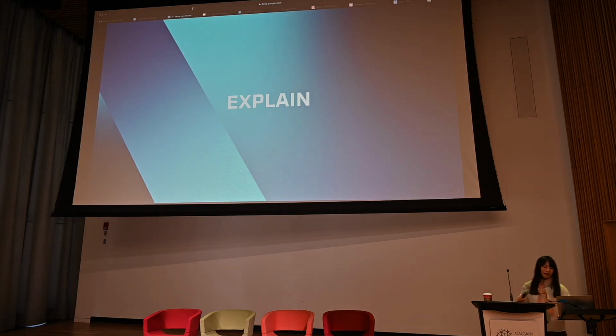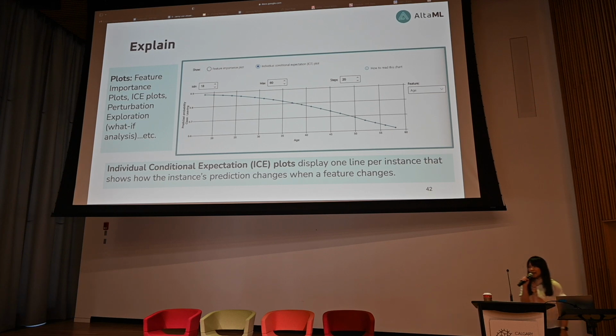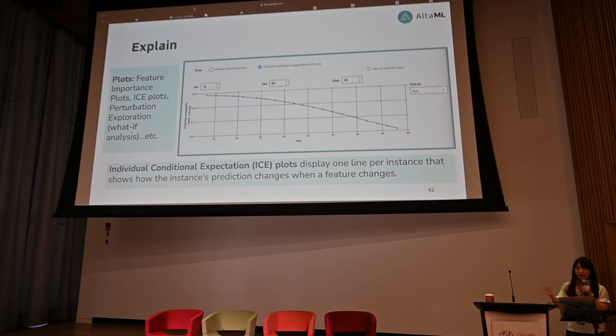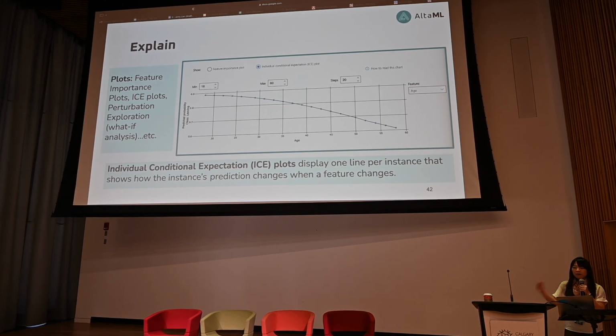Explain, the next stage, is also very important. Explain is about understanding why your model is biased, what kind of features your model is relying on to make those predictions. Here we have an ICE plot. This is basically a plot that shows what happens if you change features like age or gender and see how the model's predictions change. That helps you understand what kind of biased behavior your model has, in order for you to take action towards it.